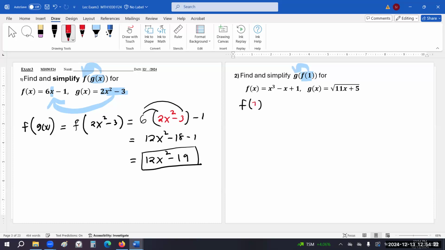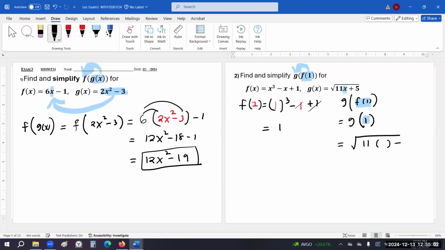So f of x turning into f of 1. We are going to substitute every x with 1. So this is 1 cube and this is 1. Plus 1 minus 1 cancel out, and 1 cube is 1. So they want us to find g of f of 1. It means g of 1, because our f of 1 we found is 1. So we are going to substitute that here inside the g function. So it's square root of 11x plus 5, instead of x, it's 1.